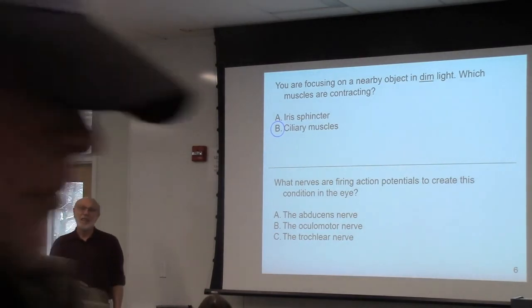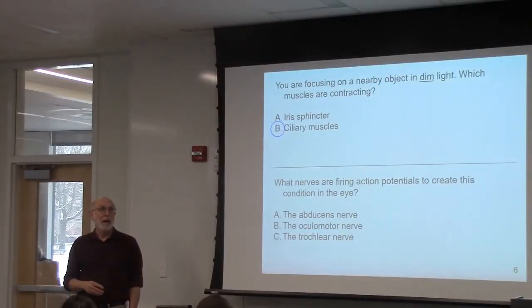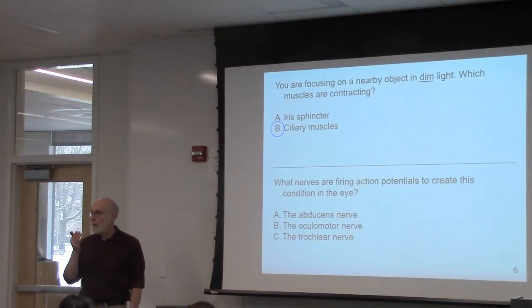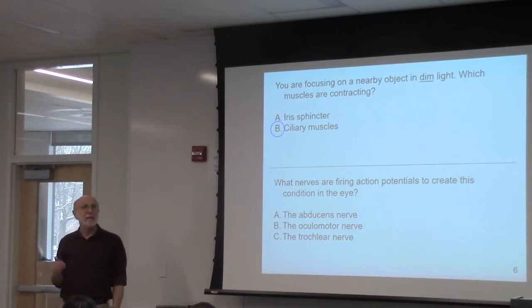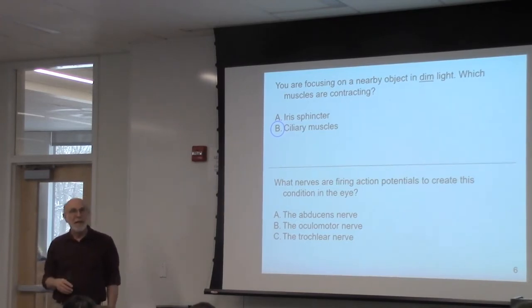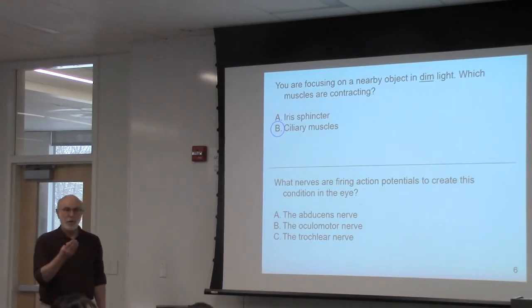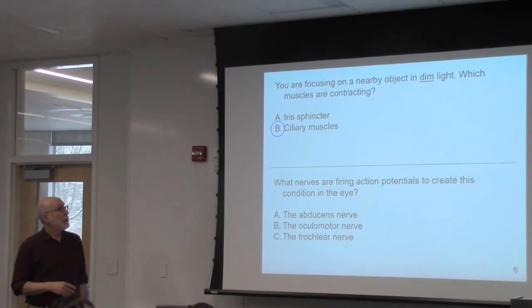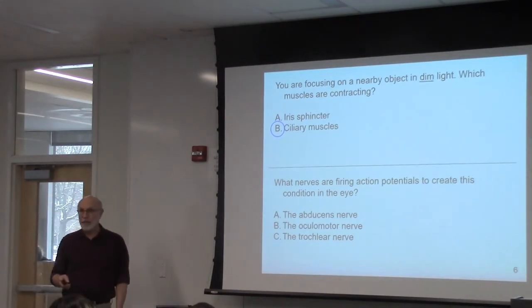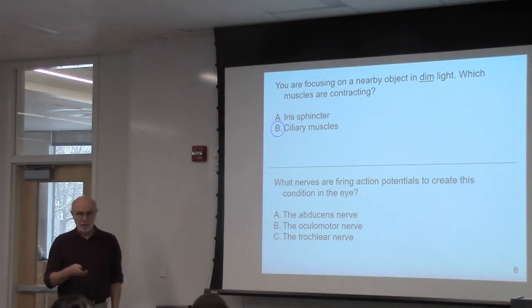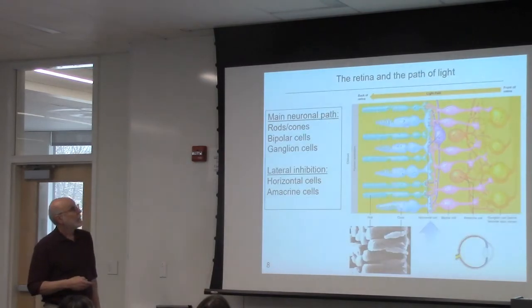It's not so easy to do. It's harder for you to focus in dim light on a nearby object than to focus on a distant object in dim light, because there is some coupling between the ciliary muscle and the iris. But you can focus on an object in dim light. It just takes a little bit more effort. What nerves are firing action potentials to create this condition? Pretty obvious. The oculomotor.